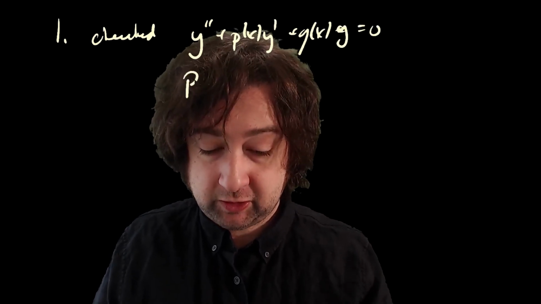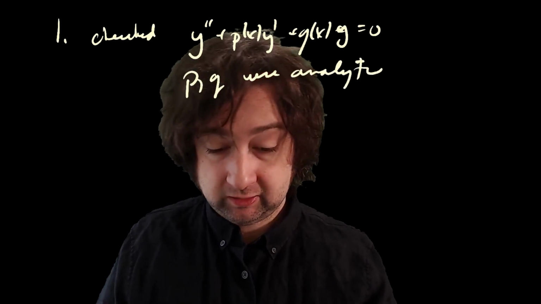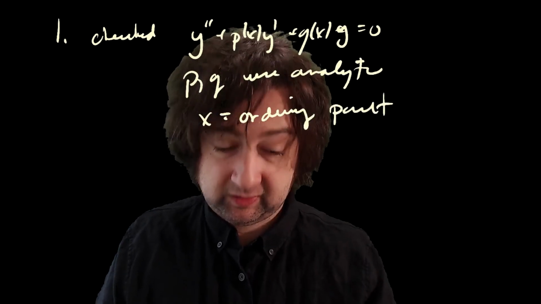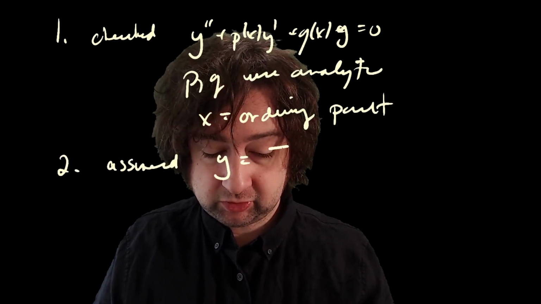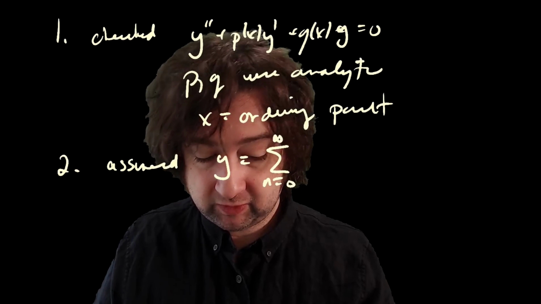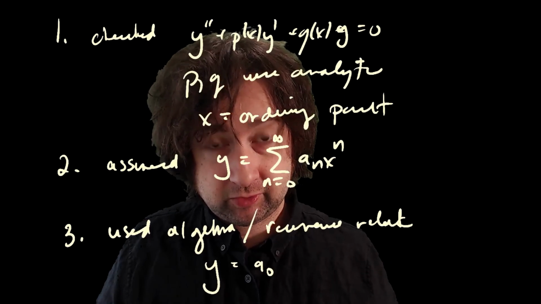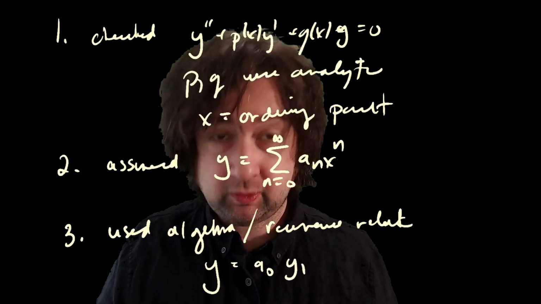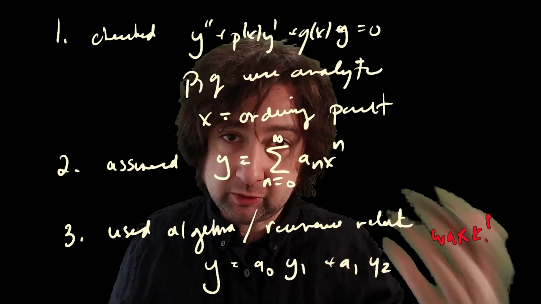First, we checked that in the equation y prime prime plus p of x y prime plus q of x y is equal to 0, that p and q were analytic, which is to say that we had x as an ordinary point, and we did that for x is equal to 0. Second, we assumed that we had a series solution y is equal to the sum from n equals 0 to infinity of a n x to the n. Third, we used algebra and a recurrence relation to write our general solution as a0 times some function y1 and a1 times some function y2. A lot of algebra there and looking for patterns.